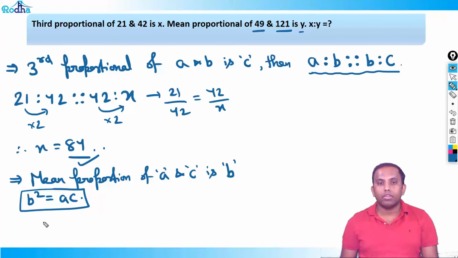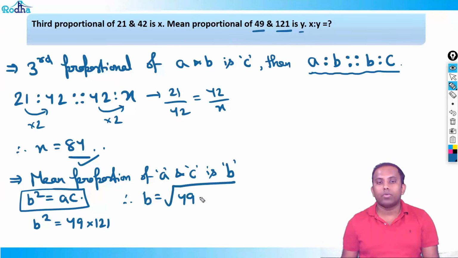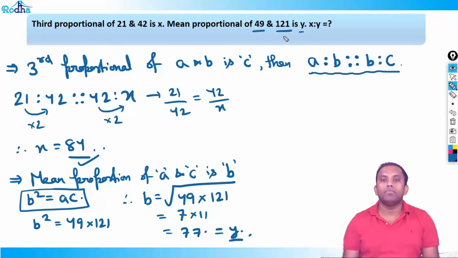So what is B square here? B square I need to find is equal to 49 into 121. Therefore B is equal to root under 49 into 121. That is, B is 77. So that is equal to Y in this question, right? Y is the mean proportion here. I have taken B for definition. So 77 is Y.